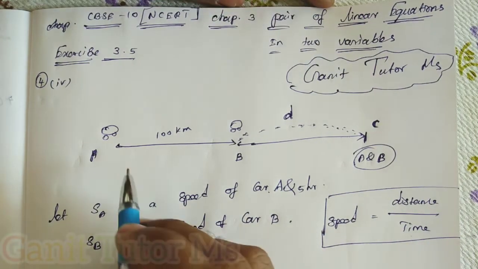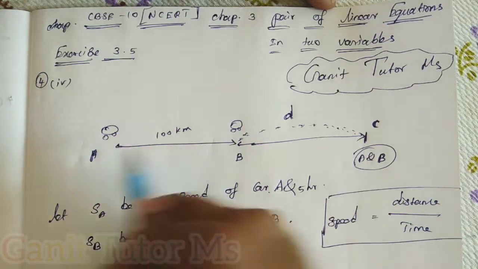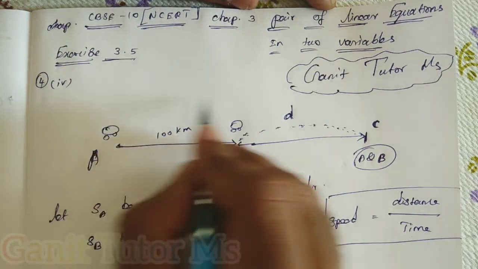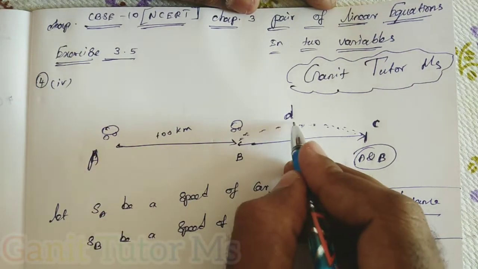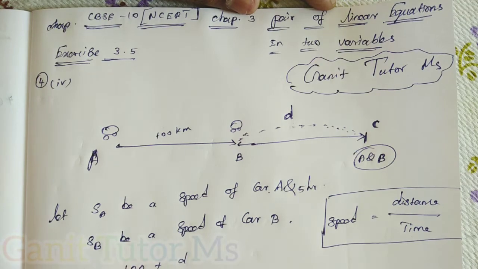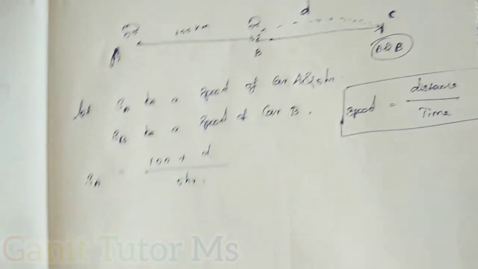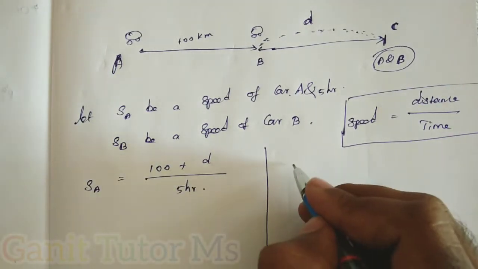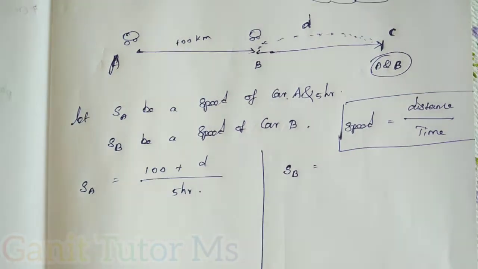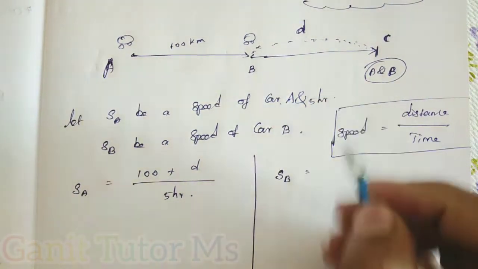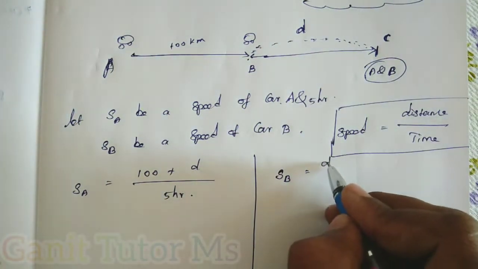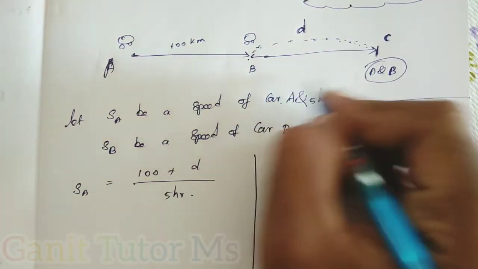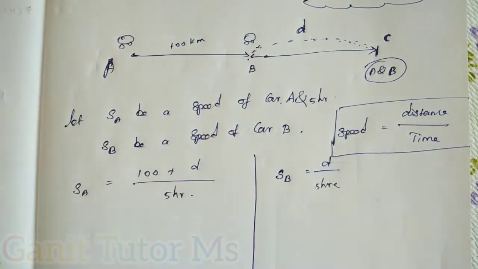How much distance did car A cross? Car A is here, it crosses the whole distance and comes to this side. So the total distance is 100 plus some distance D. So 100 kilometers plus D, divided by the total duration of 5 hours. The same thing for car B's speed. Speed is distance by time. What is the distance now? That is D only. So SB is D divided by the duration of 5 hours.